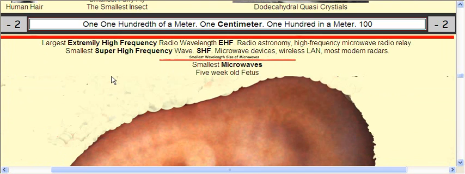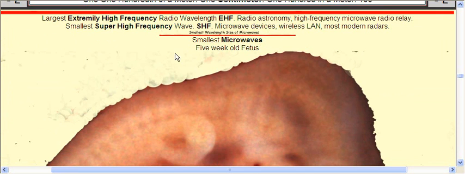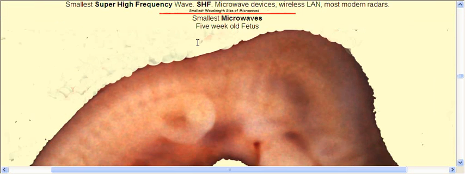Here, new demarcation line. This is a centimeter. The smallest microwave is this big here. And here's the largest, all the way across, the largest extremely high frequency, EHF, in radio astronomy, or high frequency micro radio wavelength. It goes all the way across. And the smallest microwave.